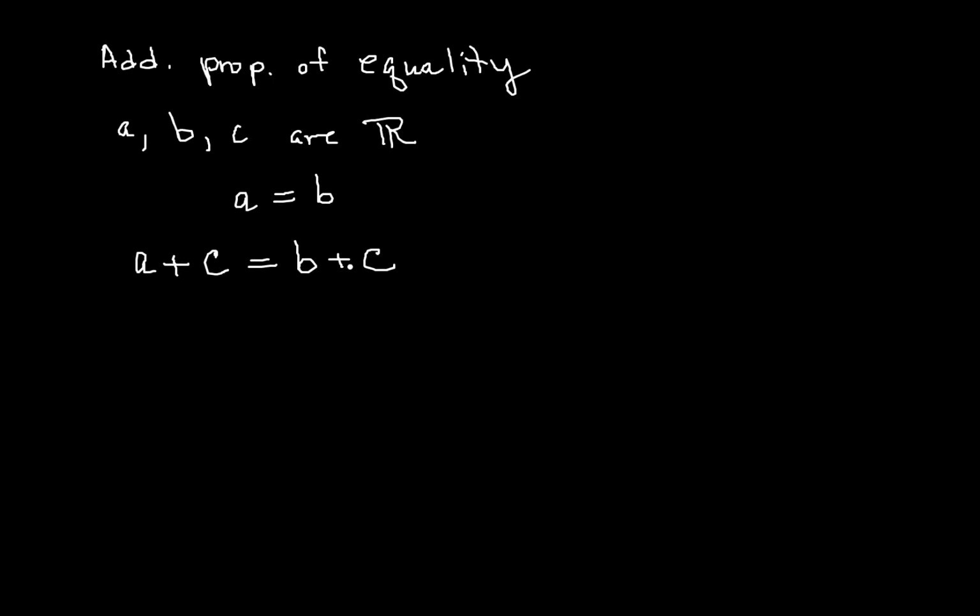They're going to stay equal. When you add, whatever you add to one side of the equation, you have to add to the other side, and it keeps it equal. Or you could have said C plus A equals C plus B. So it's basically saying if A and B are equal, as long as you add the same number to both sides, it's going to stay equal.